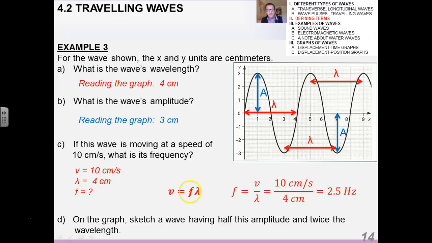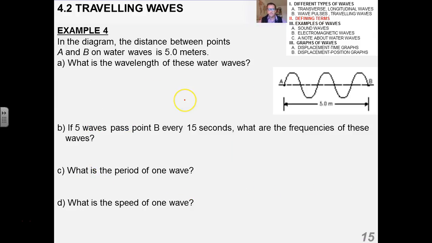Frequency, you just rearrange the wave equation and you get 2.5 hertz. And then they ask you on the graph, sketch a wave having half this amplitude and twice the wavelength. Pretty straightforward, right? So again, the amplitude here would be 1.5 and twice the wavelength. Okay, so the original wave, you see it's traced out one complete wave here, right? For every one complete wave, you have only half a purple wave. You see that?